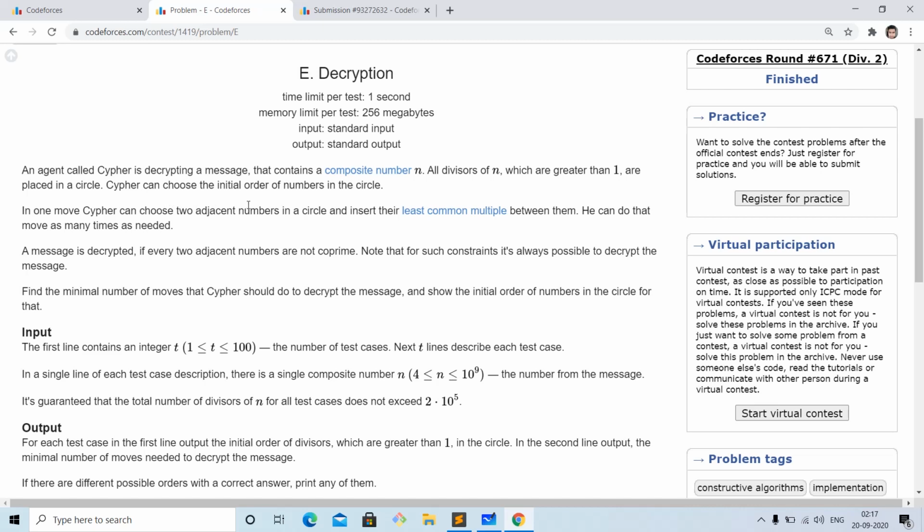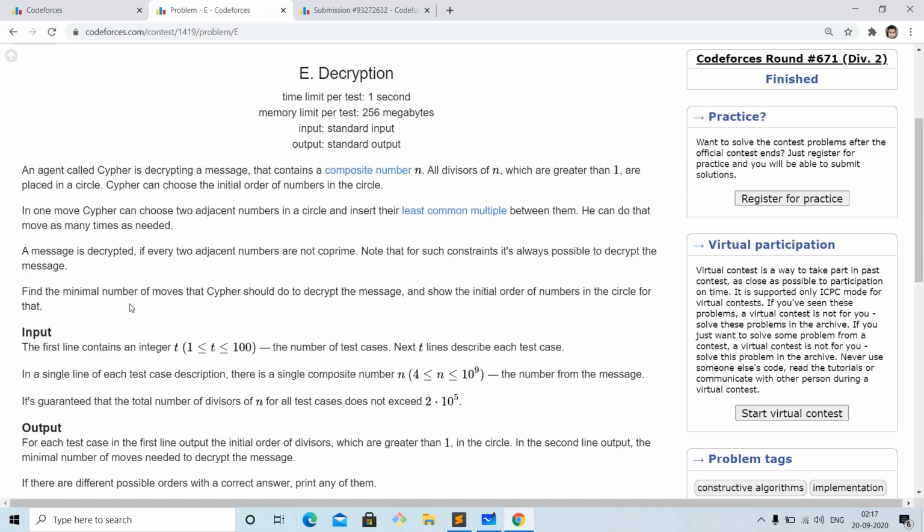Then in one move we can choose two adjacent numbers and insert their LCM between them, and we can do as many such moves as we need. A message is called decrypted if every two adjacent numbers are not coprime. And this kind of configuration is always possible.